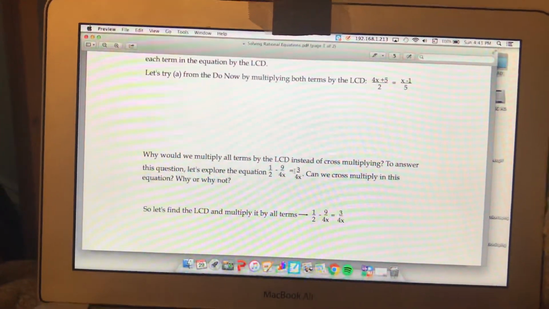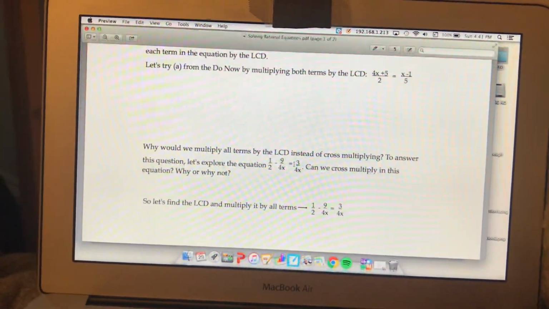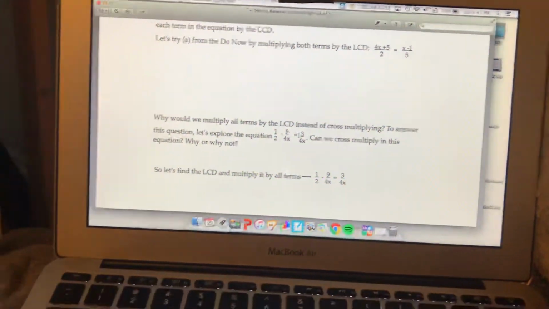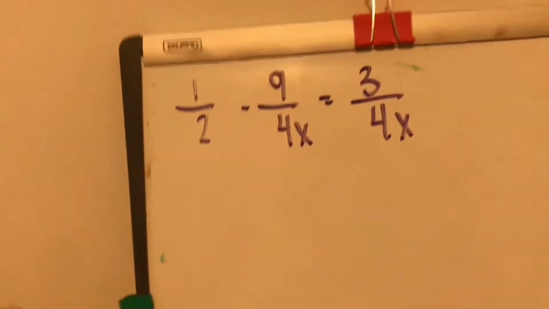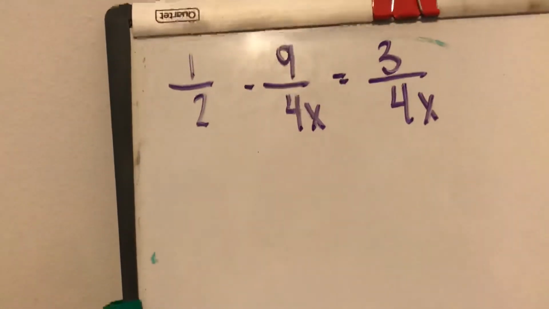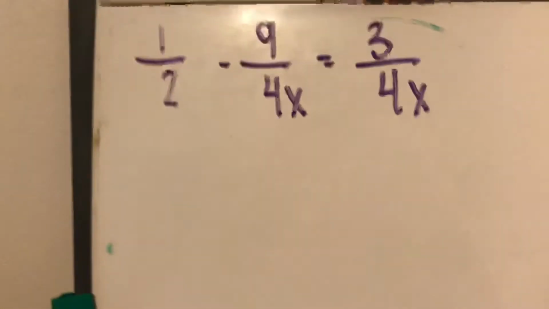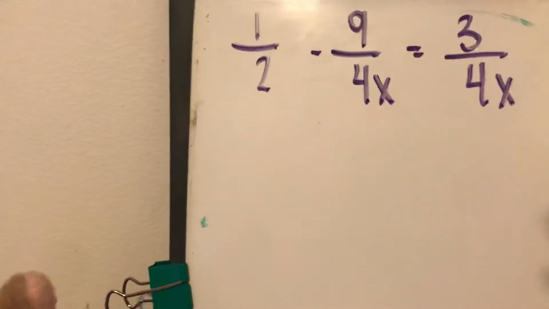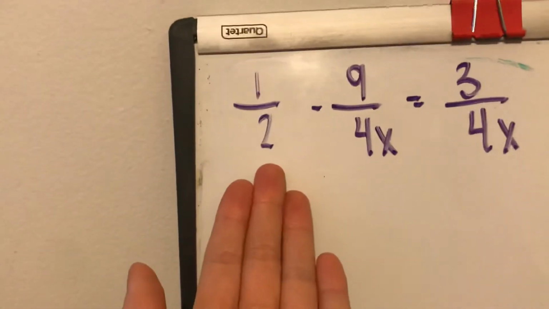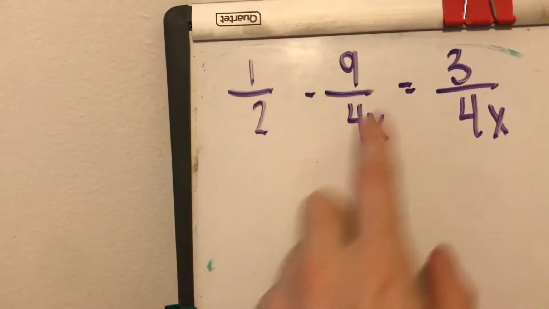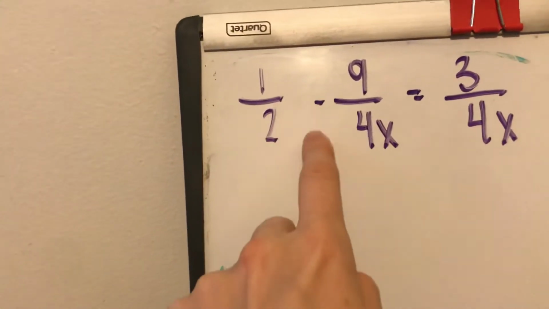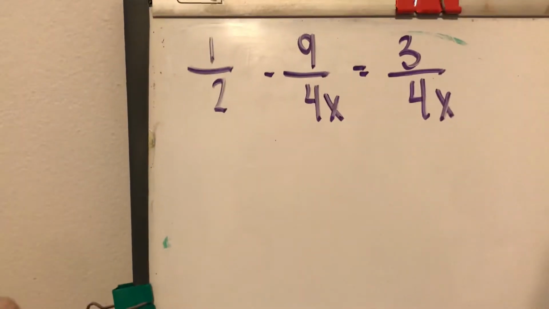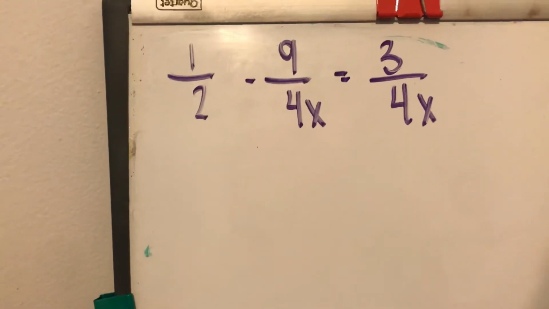So I have 1/2 minus 9 over 4x equals 3 over 4x. Okay, so I first asked you, can we cross multiply? Well, if I wanted to cross multiply here, I would cross multiply this and this, but then I would still have this 1/2 here. And I can't cross multiply that and that because they're not equal to each other. Those are being subtracted. So you definitely cannot cross multiply here.